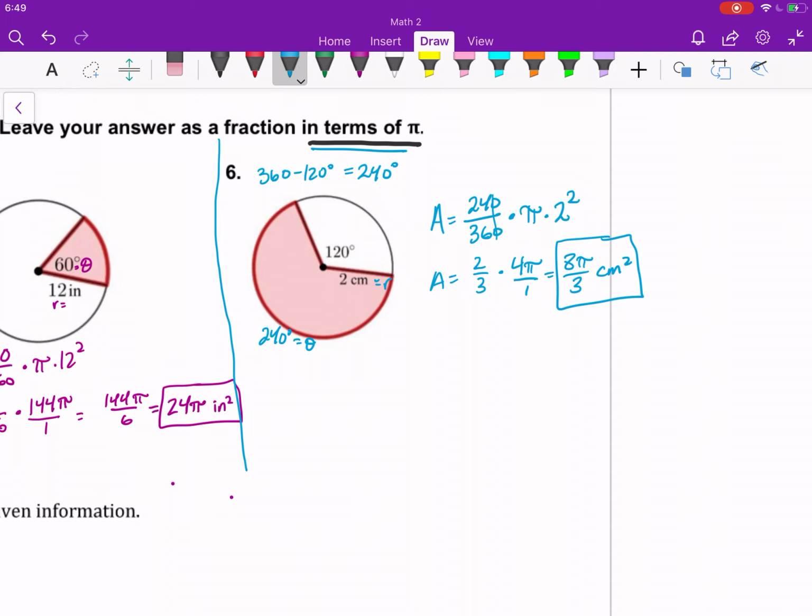Just for fun, let's go ahead and find the approximate answer for this one. So 8 pi over 3, it might be good practice for you to see if you've got it down. But if you find the approximate answer, or the answer with the decimal, and you type it in, you should get approximately 8.38 square centimeters. So that's the approximate. So it's not in terms of pi. This one's the exact, or in terms of pi.